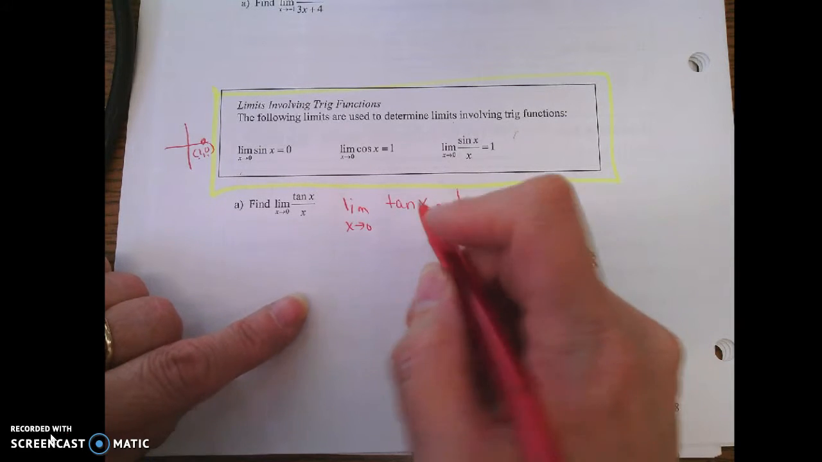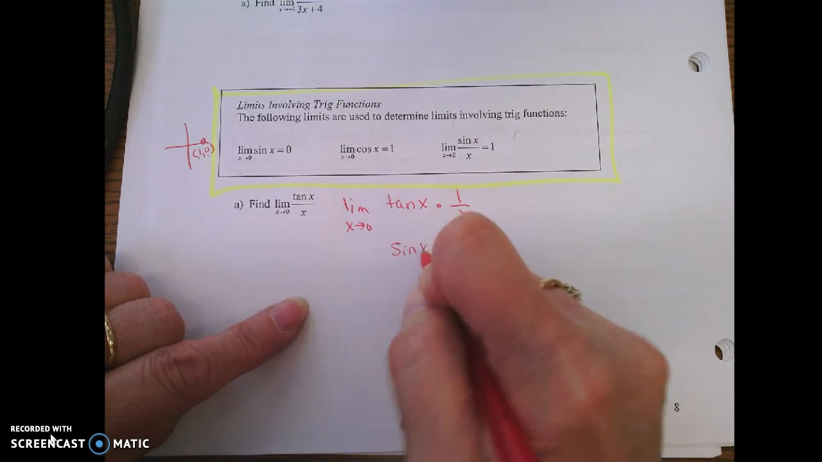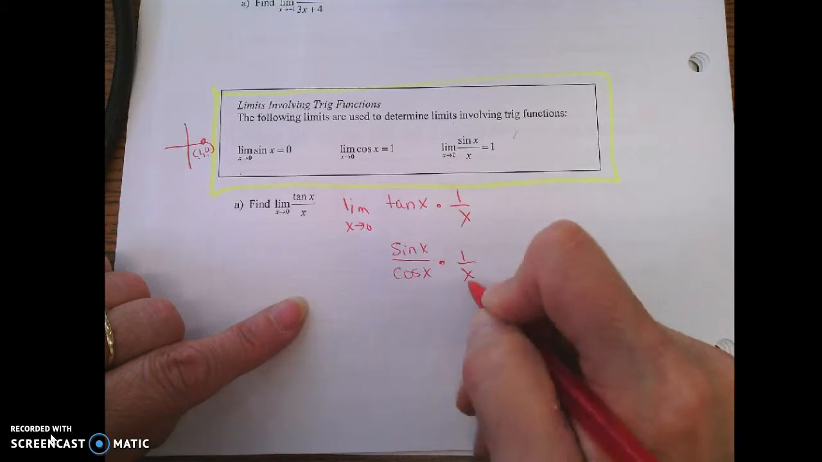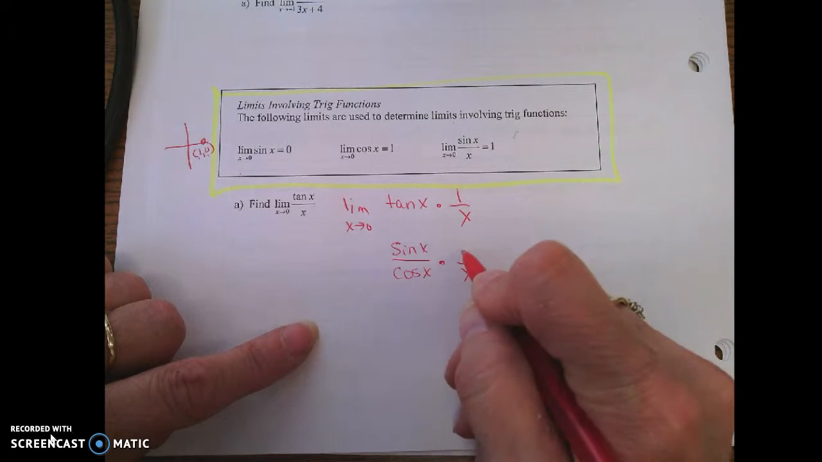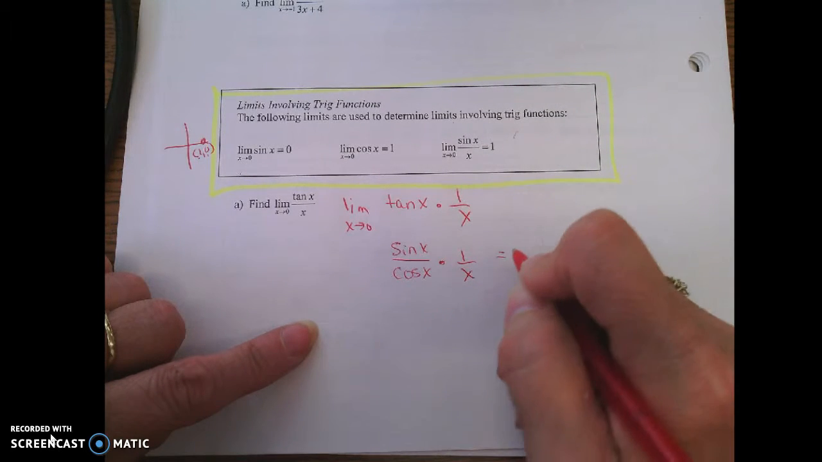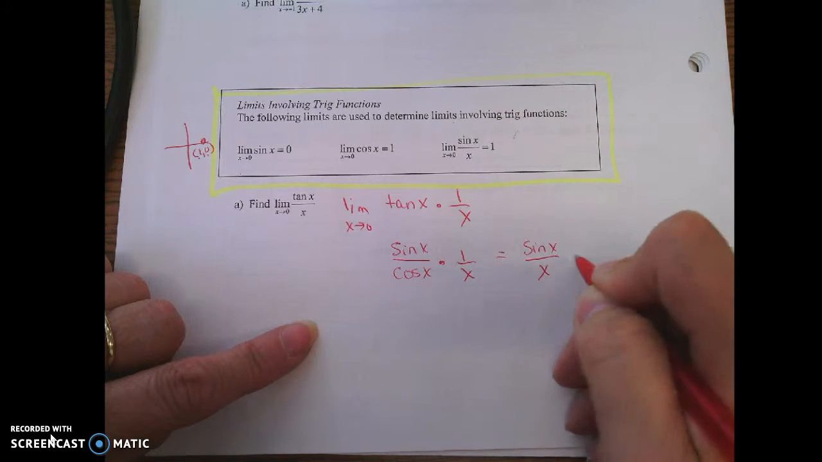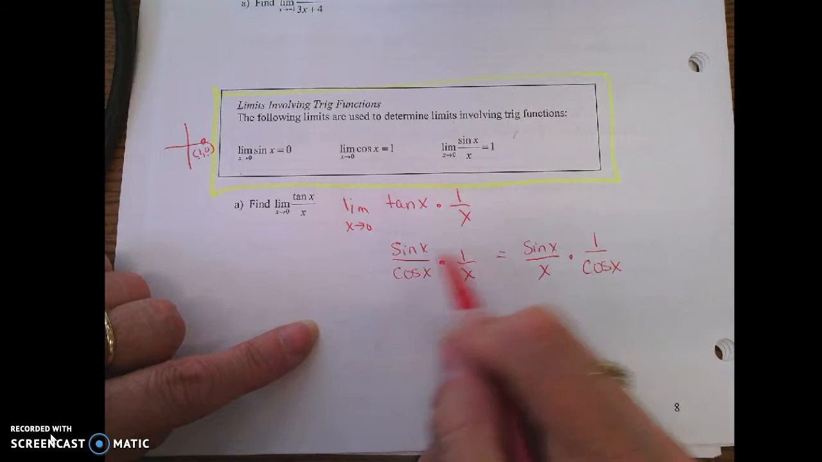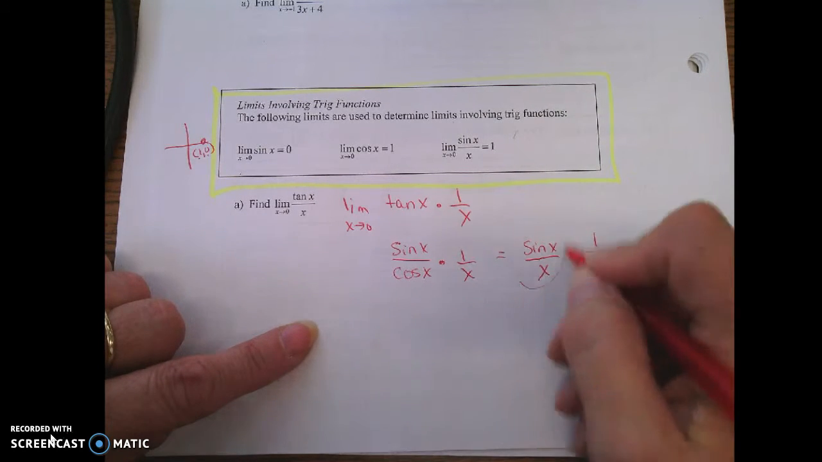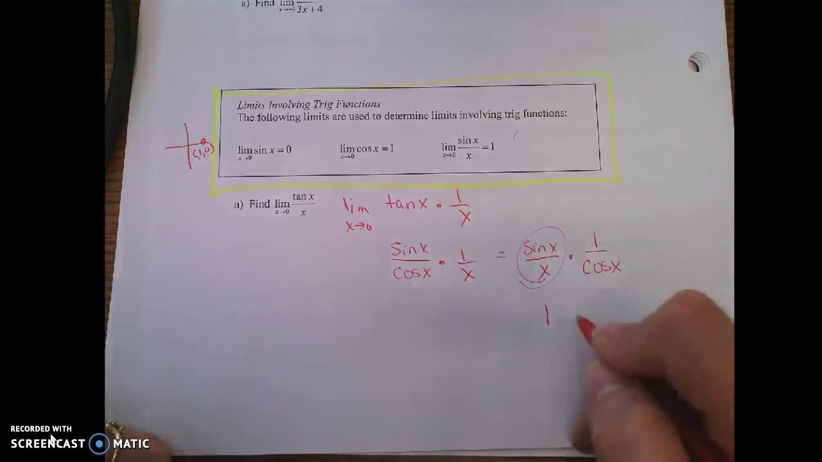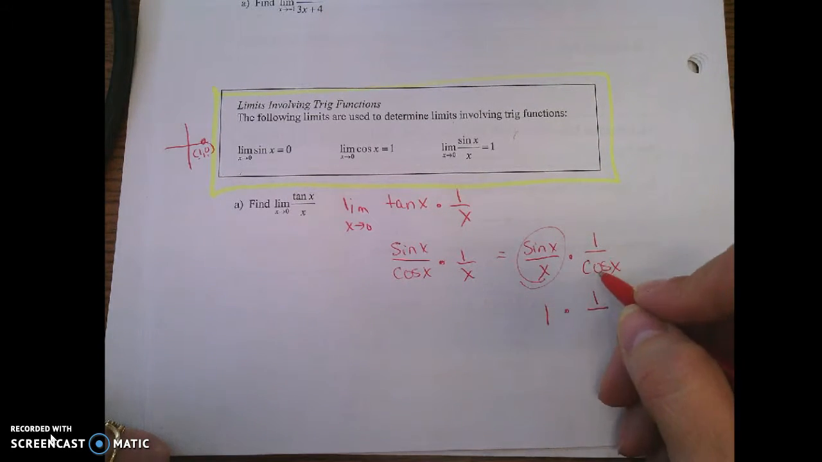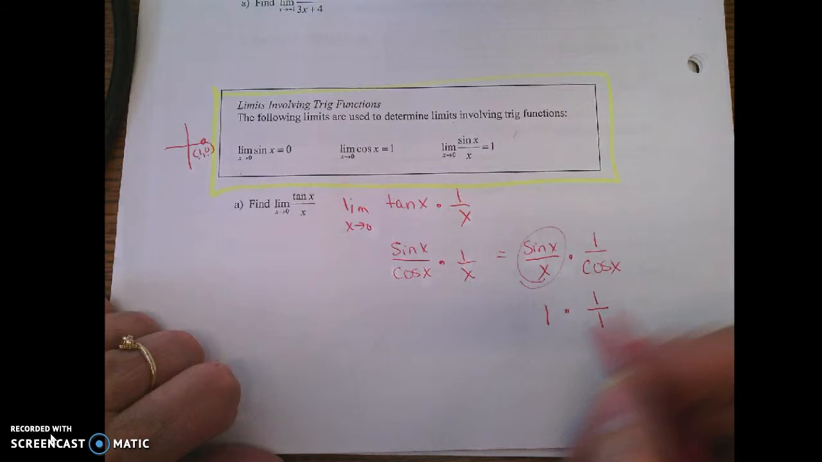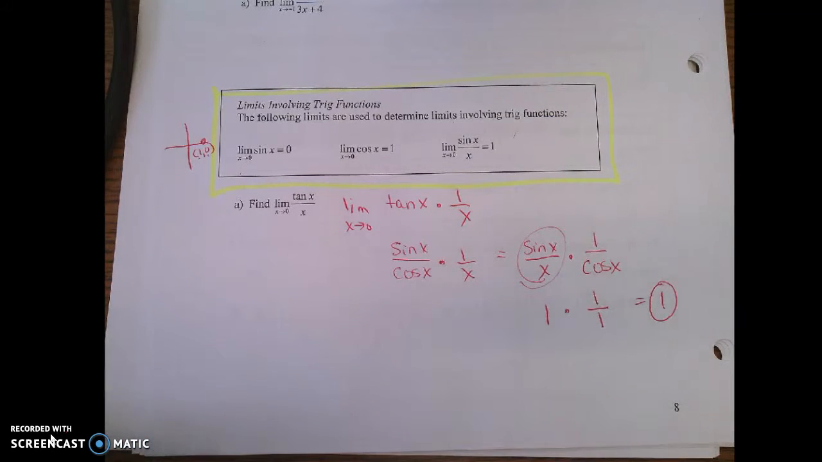So tangent of x we know is the same as sine of x over cosine of x. And if we are multiplying that by 1 over x, I'm just going to move my sine of x over here. So I'm going to rewrite this again as sine of x over x times 1 over cosine of x. It doesn't matter what order we multiply things in, so it's okay to move them around. The limit of this now is defined to be 1, and we know that the limit of just cosine of x as x approaches 0 is 1, so it's 1 times 1, which is 1.